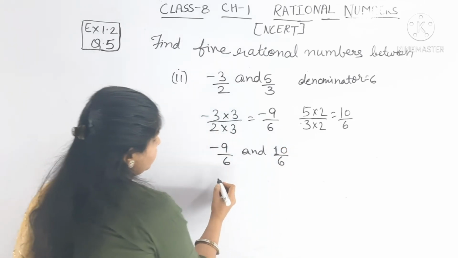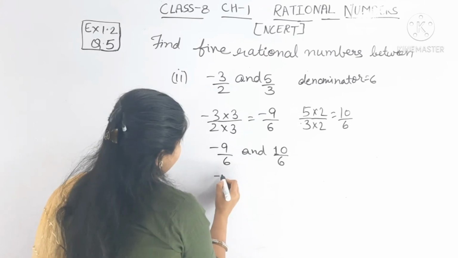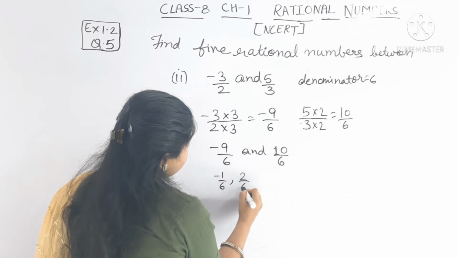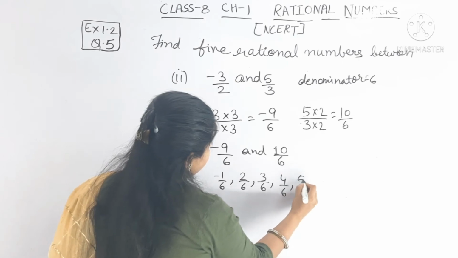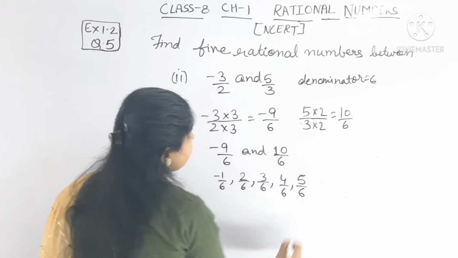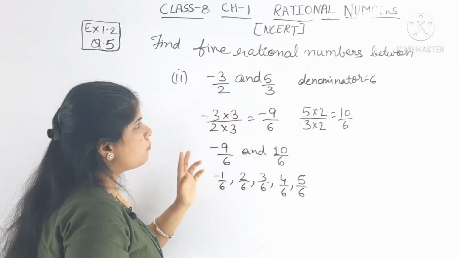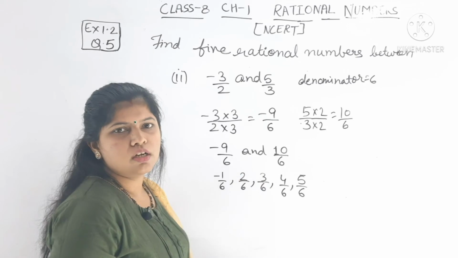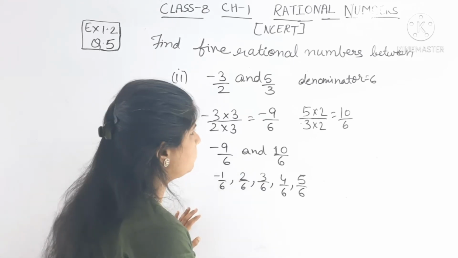So you can write anything between these, like minus 1 by 6, 2 by 6, 3 by 6, 4 by 6, 5 by 6. Okay, you can choose any number between these. You can also plot the number line to write these rational numbers. Anyone you can easily write.